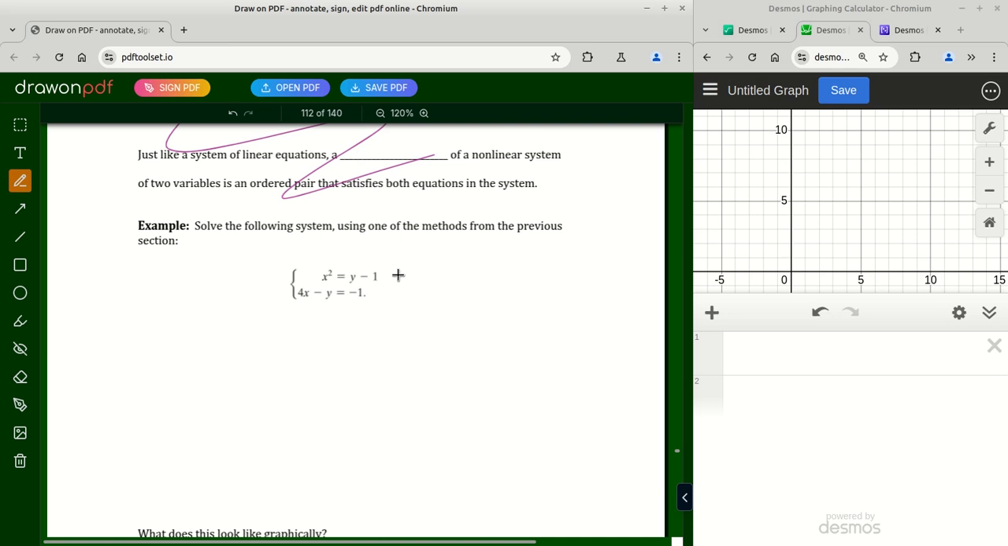The only difference between this and the last section is sometimes you'll have these little squares. It's an x squared, a y squared, or something like that. They could add more interesting things in there, but this is just the basics today and for the whole class. So they want us to solve, and it says by one of the methods in the previous section.